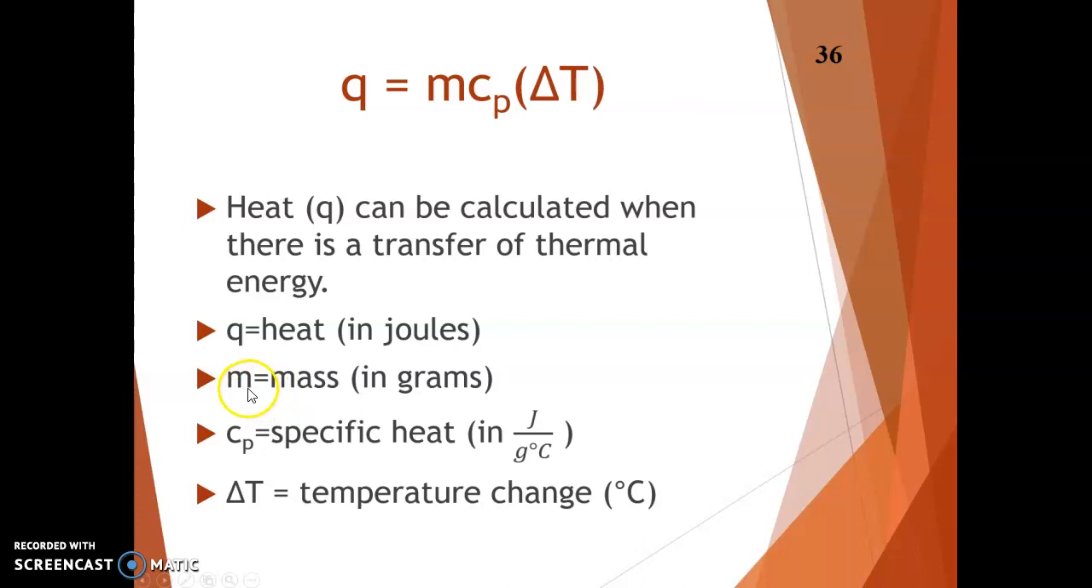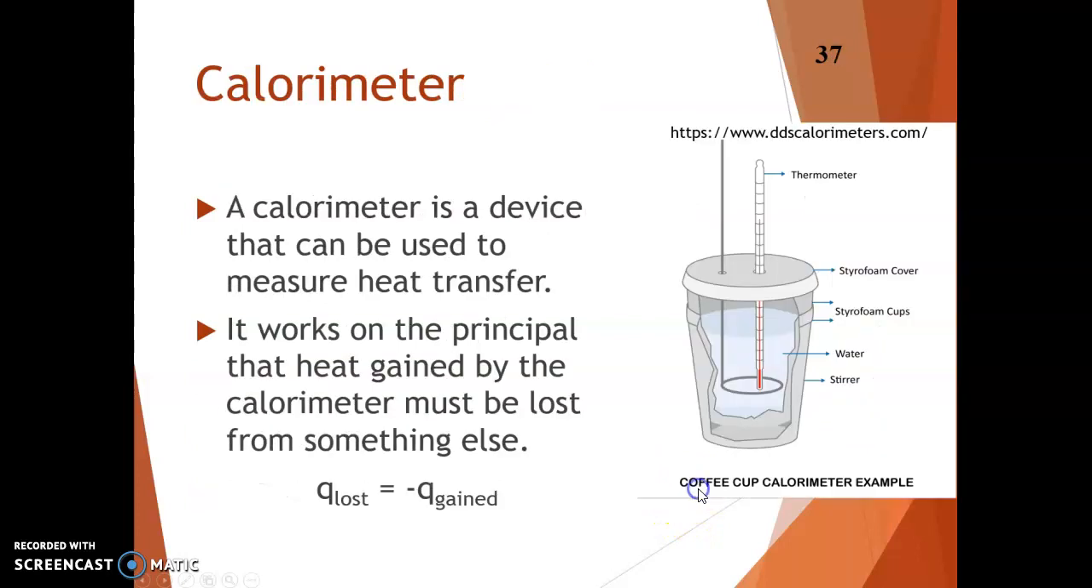Some problems might do that. Mass in grams, specific heat in joules per gram degree Celsius, or that could be in calories per gram degree Celsius, big or little c calories for that matter. So you just have to pay attention to units when you're working with really anything in science, but this in particular. And then temperature change in degrees Celsius, or it could be in Kelvin. Usually it'll be given in Celsius.